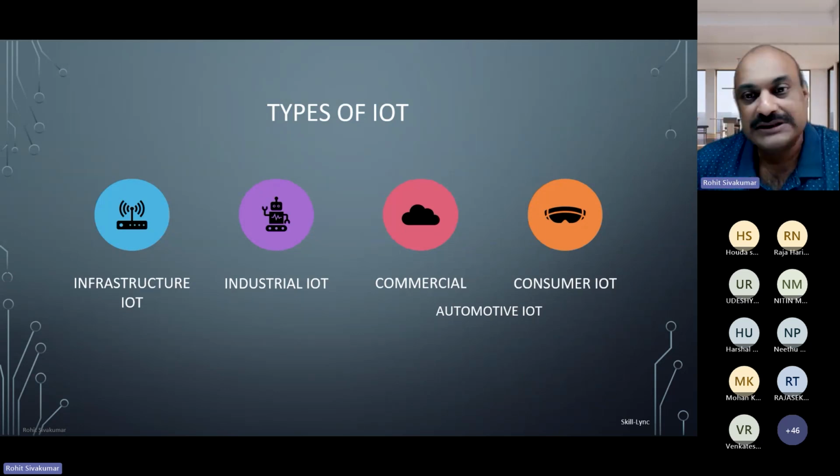And that's where these 4 sectors of IoT come in place: the infrastructure IoT, industrial IoT, commercial, and the consumer IoT. And today we are going to explore the automotive IoT, which comes under the commercial and consumer.